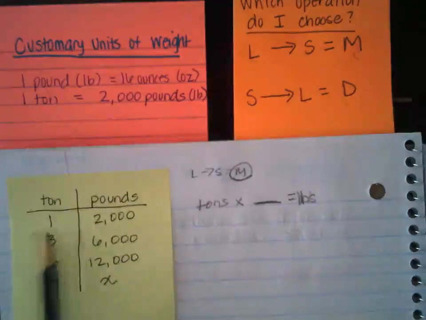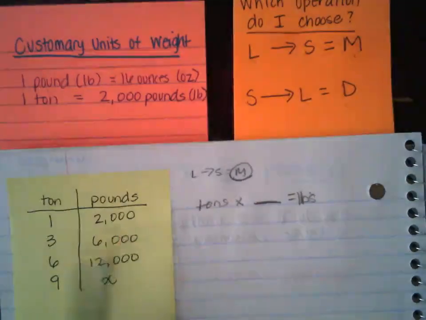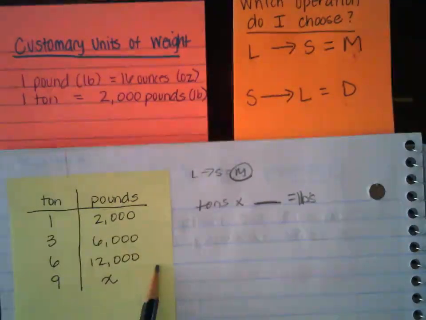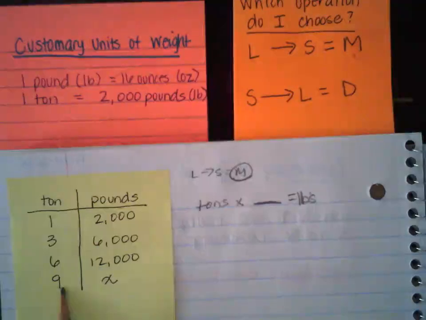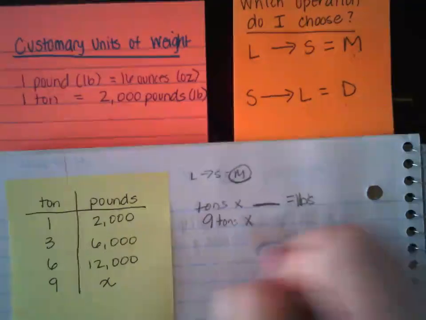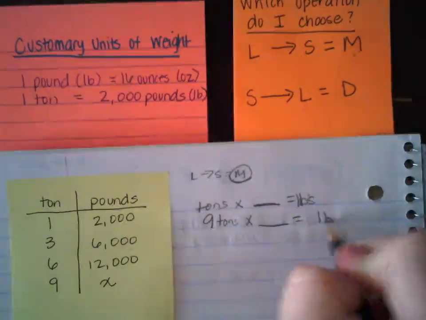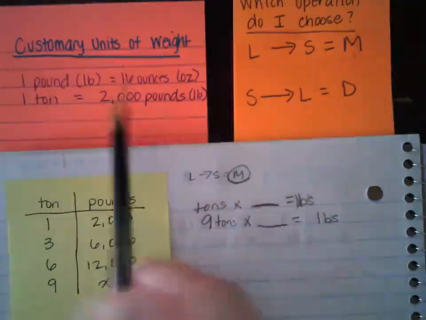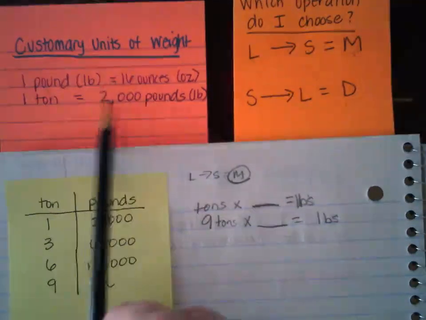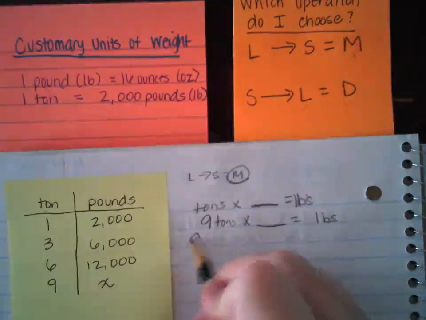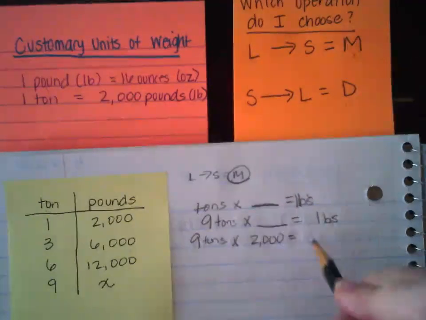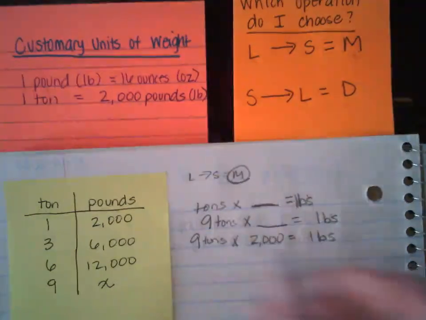So in our chart, we can see that 1 ton is equal to 2,000 pounds, 3 tons is equal to 6,000 pounds, 6 tons is equal to 12,000 pounds. We don't know what 9 tons is equal to. So 9 tons times something is going to give us our pounds, okay? Well, if we look at our conversion chart, we know that 1 ton is equivalent to 2,000 pounds. So that's what we're going to multiply by, 2,000. So 9 tons times 2,000 equals our pounds.